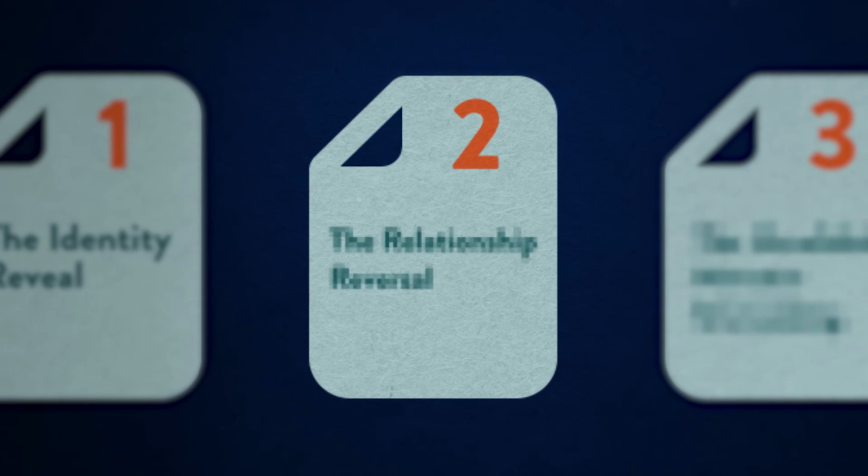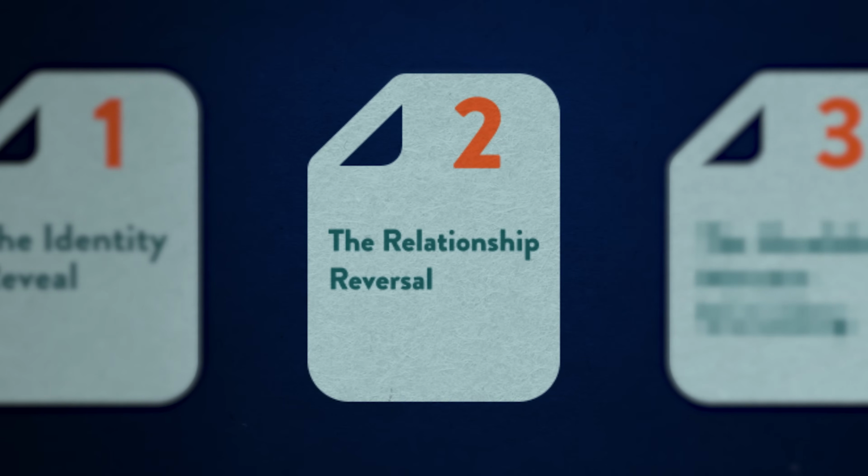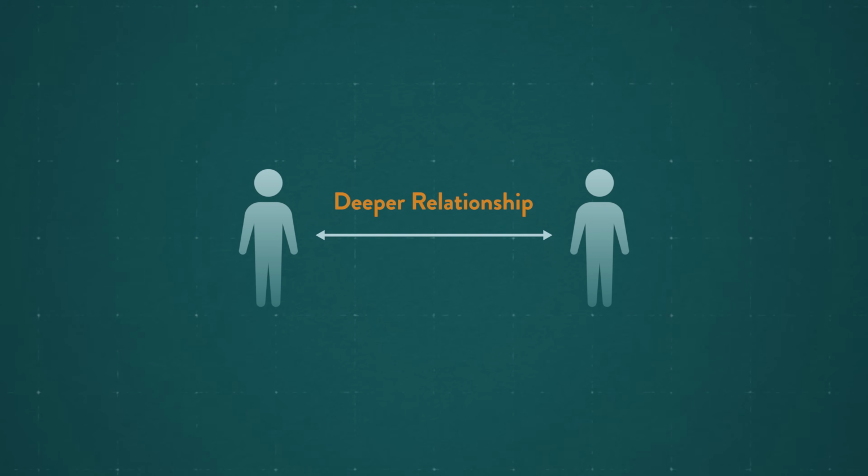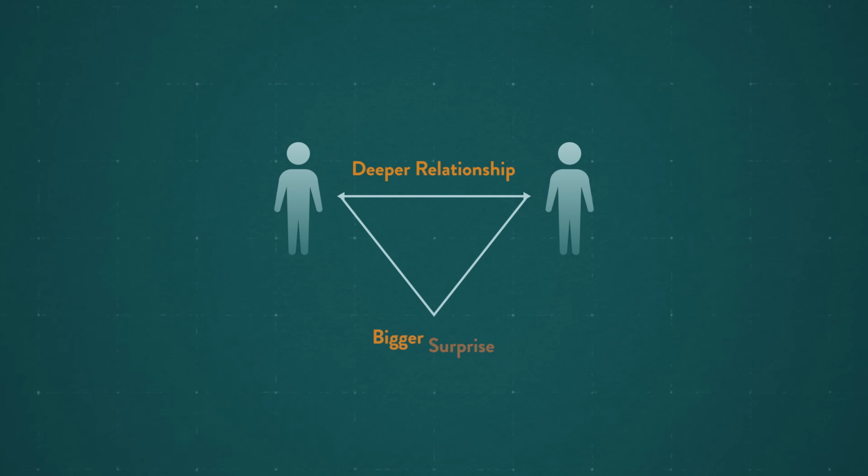Let's move on to the second category of plot twists you might want to use for your book, and it is number 2, the relationship reversal. So this is when the dynamic between two characters inverts or switches. Maybe a friend becomes an enemy, maybe an enemy becomes a friend. I will say that the deeper the relationship the two characters already have, the bigger the surprise. If they don't have much of a relationship, then the reader's going to be like, they didn't really know each other that well anyway.